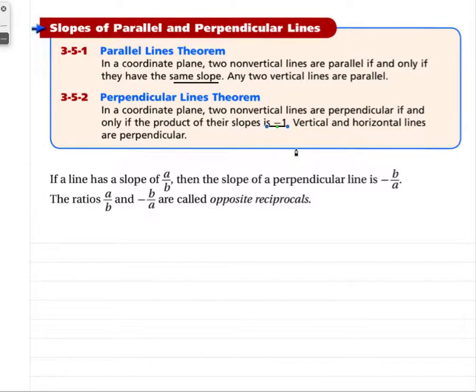So if you take their slopes and multiply them together, and the result is negative 1, then those are perpendicular lines. Another way to think of this is if you compare the two slopes, the first one and the second one, if the second one is the reciprocal, or flipped, so A over B becomes B over A, and the sign is negative, those are called opposite reciprocals, and that is also a perpendicular line. Right, so make sure you take notes on that. If you need more time, pause it.